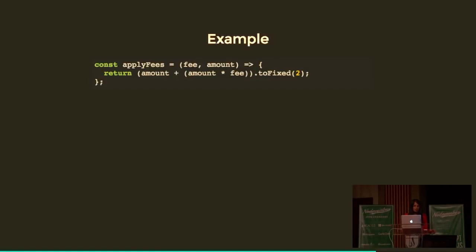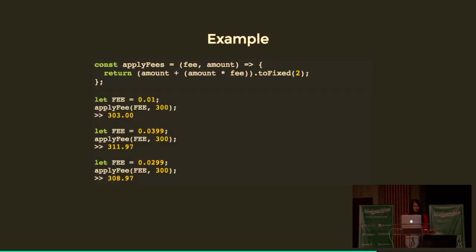I have a simple function that applies fees. It takes a fee and an amount, and it applies the fee to the amount and returns a new amount. This is a regular non-partial application function. And when we want to use it, we have to pass in a fee and an amount. If we try to just pass in the fee, as in the last example here, it'll return NaN, because when you don't pass in all the parameters in JavaScript, it'll return NaN.